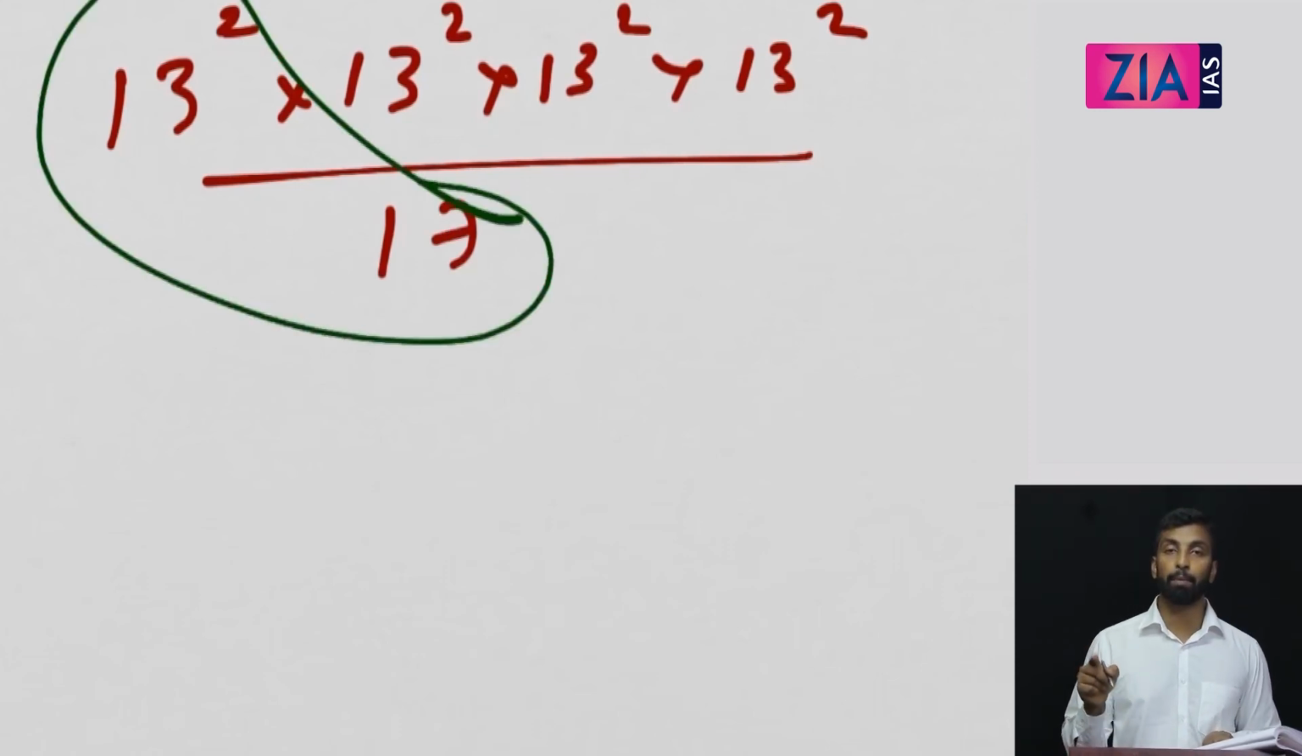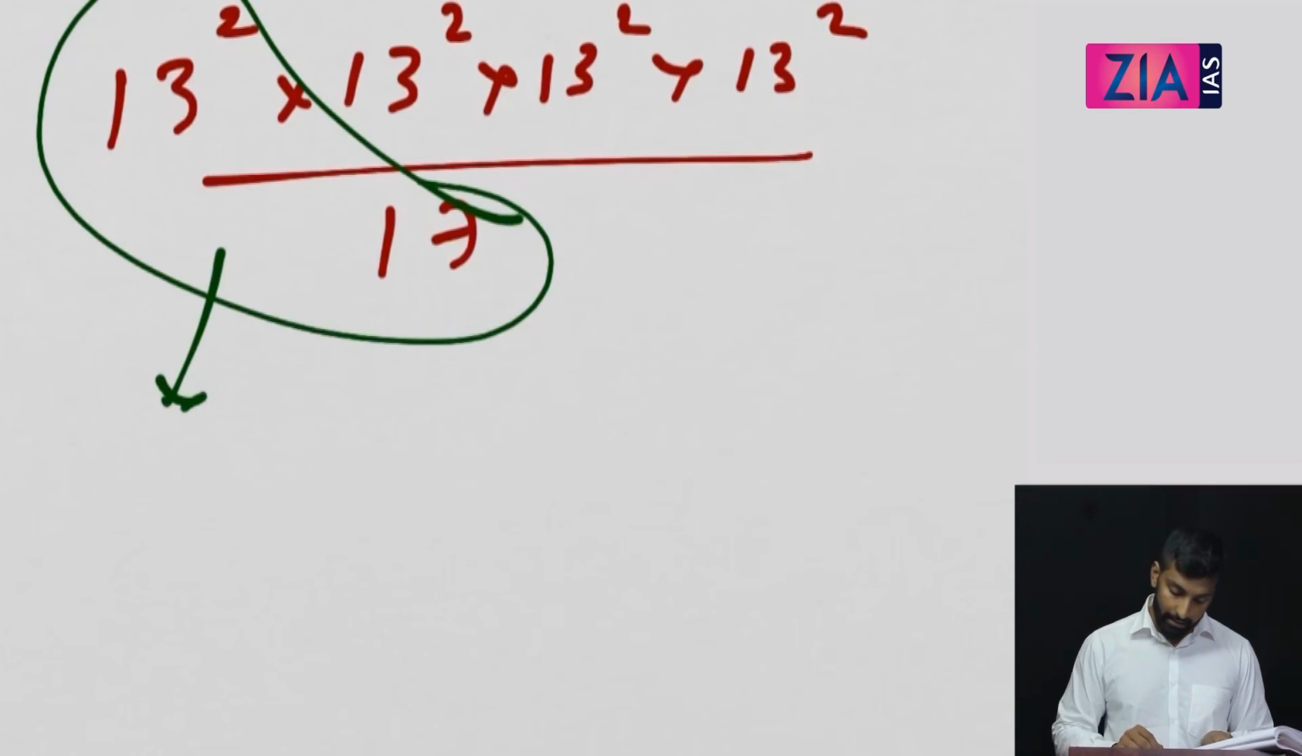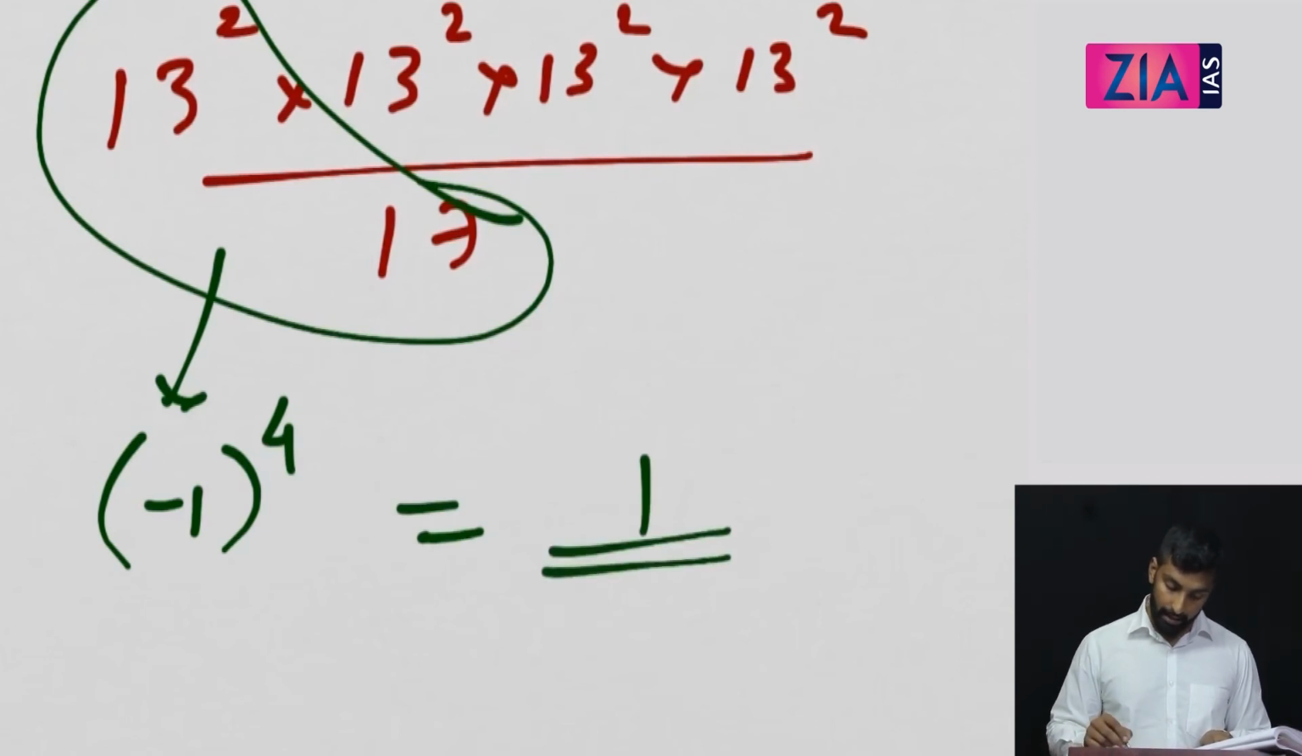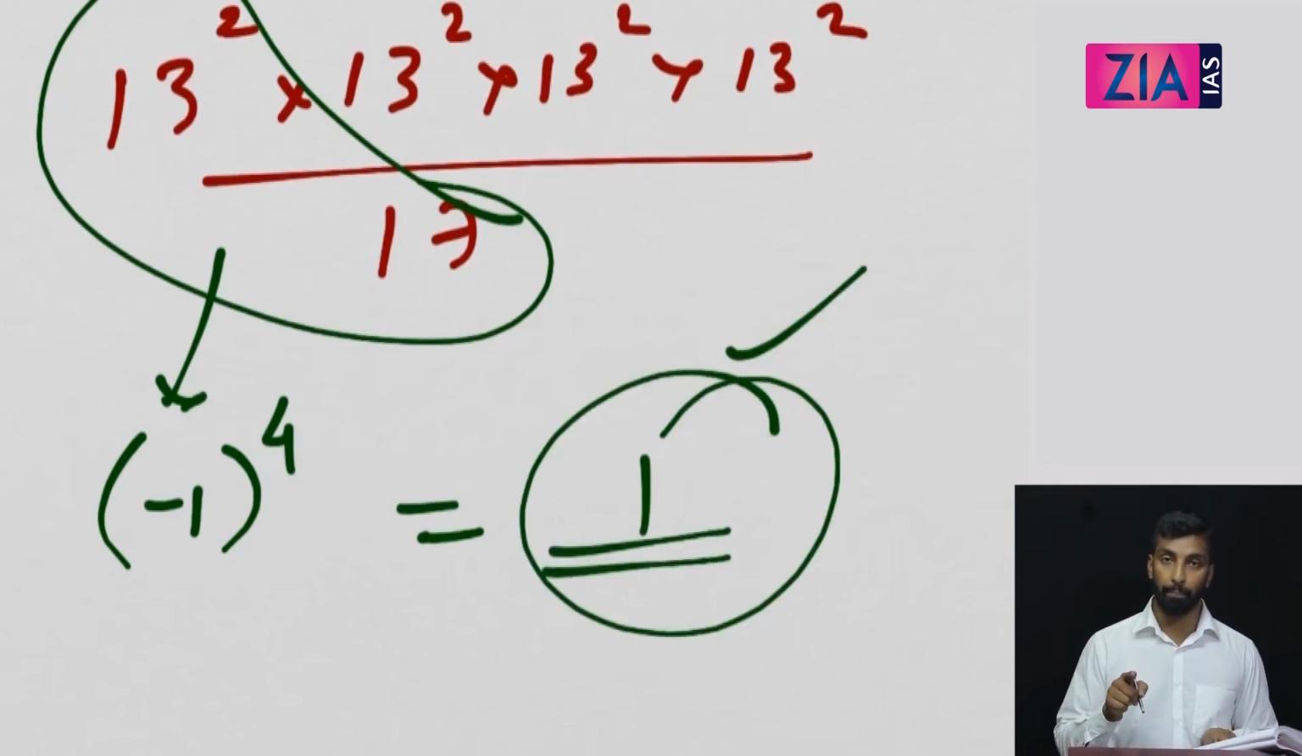Your actual remainder will be the product of the individual remainders. In the individual case, it will give you minus 1, and 4 such cases, so minus 1 raised to 4 will give you 1 as the answer, right? So the answer for this question is 1.